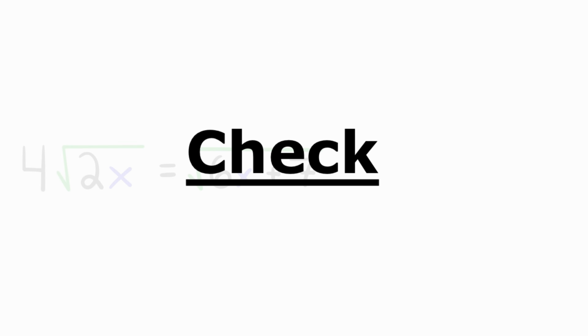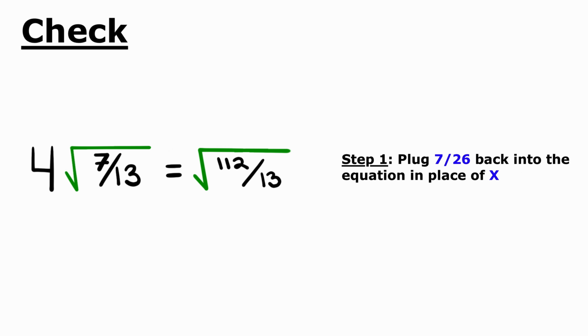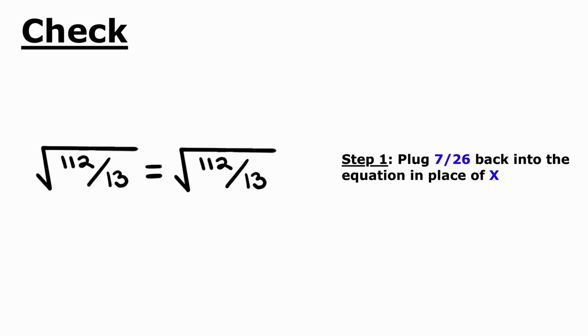Let's plug in 7 over 26 in place of x and see what we get. Since the square root of 112 over 13 is equal to the square root of 112 over 13, 7/26 is not an extraneous solution. Problem 4.